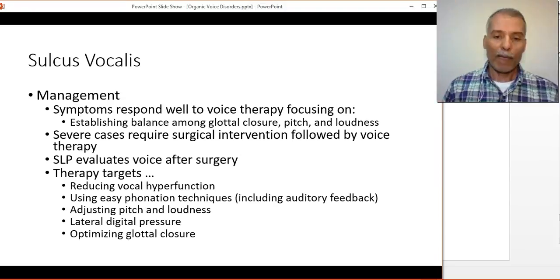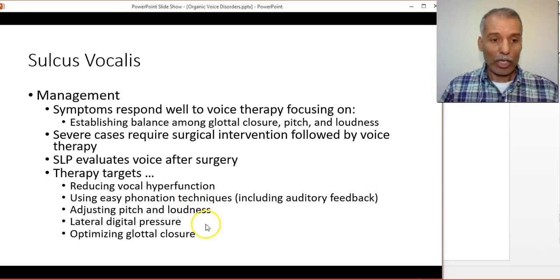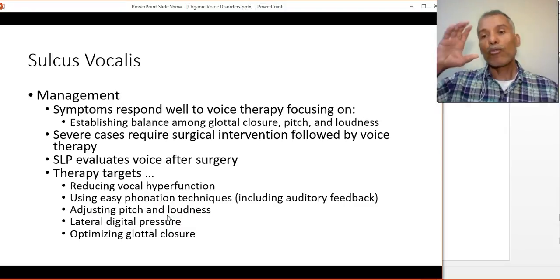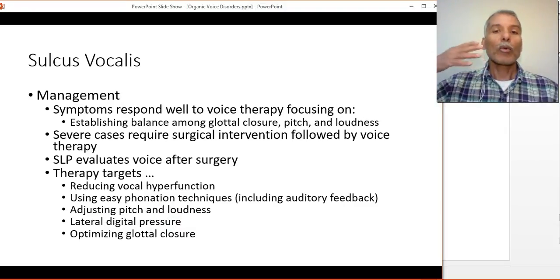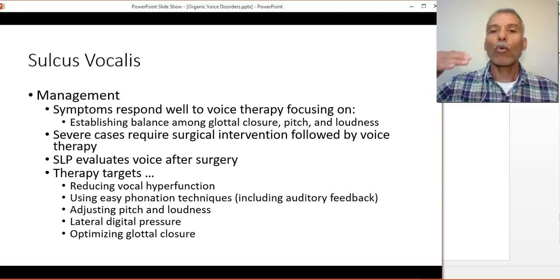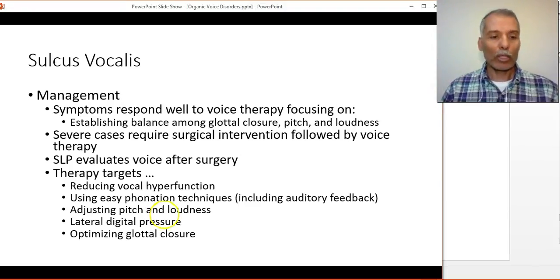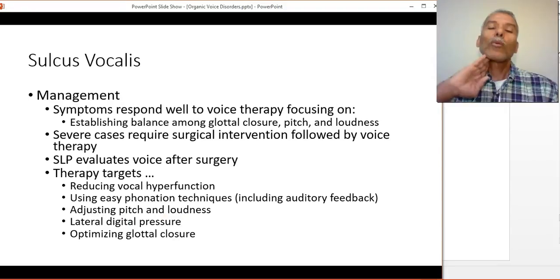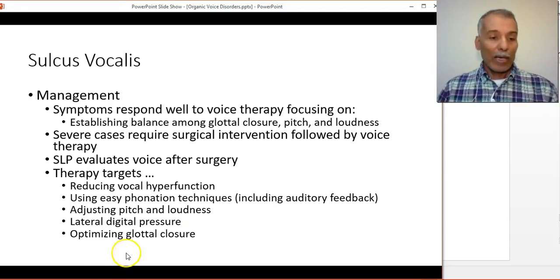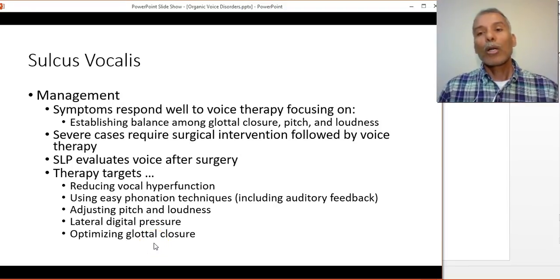And this way that increases their monitoring and pacing of their phonation, and also adjusting pitch and loudness to make them optimal, so that the person can speak at the most comfortable pitch that is not causing pain or discomfort, the pitch that matches the qualities and characteristics of the vocal folds. Lateral digital pressure: sometimes teaching, when the voice is compromised, to apply pressure on one side, for example, like that, this side or that side. And also optimizing vocal closure.